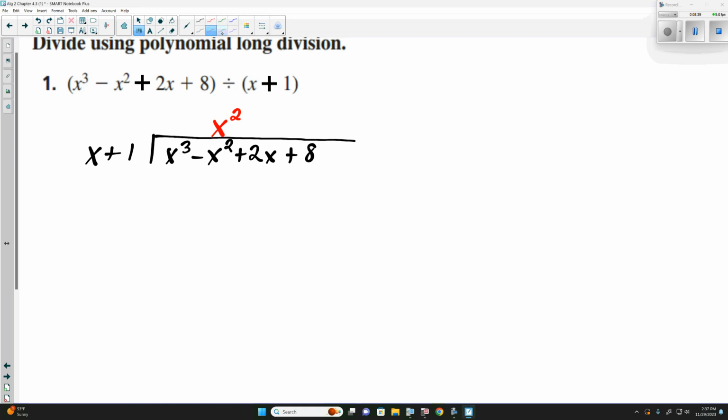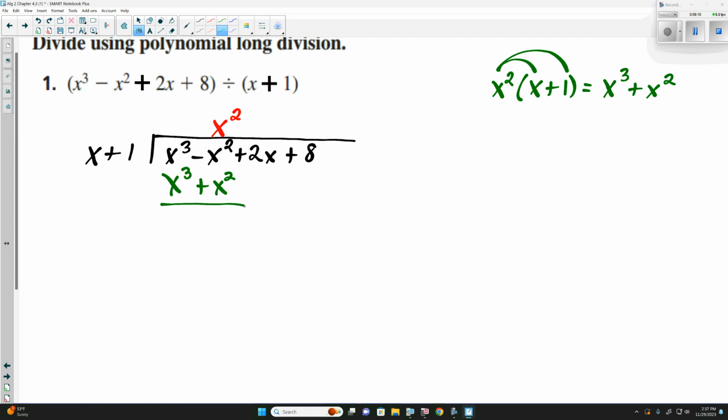Next step, multiply it. So off to the side, we're going to do x squared times x plus 1. X squared times x is x cubed, which is what we wanted. X squared times 1 is plus 1x squared, plus our x squared. We're going to take these terms and place them underneath. X cubed plus x squared. Questions on this so far?